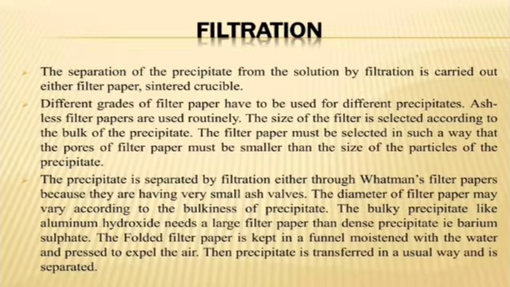Filtration. The separation of the precipitate from the solution by filtration is carried out either by using filter paper or a crucible. Whatman filter paper is otherwise used because it has a very small ash value. The filter paper must be selected in such a way that the pores of the filter paper are smaller than the size of the particles of the precipitate. The folded filter paper is kept in the funnel, moistened with water and pressed to expel air. Then the precipitate is transferred in the usual way and it is separated.